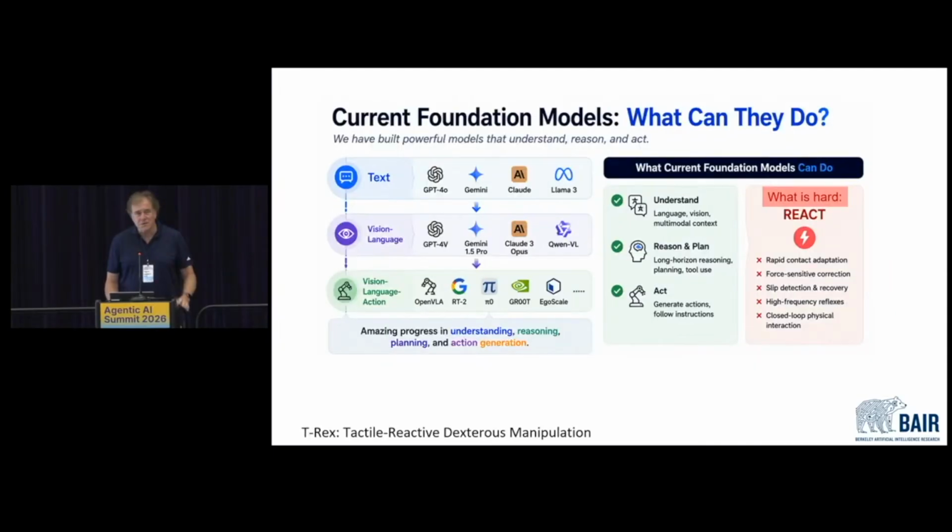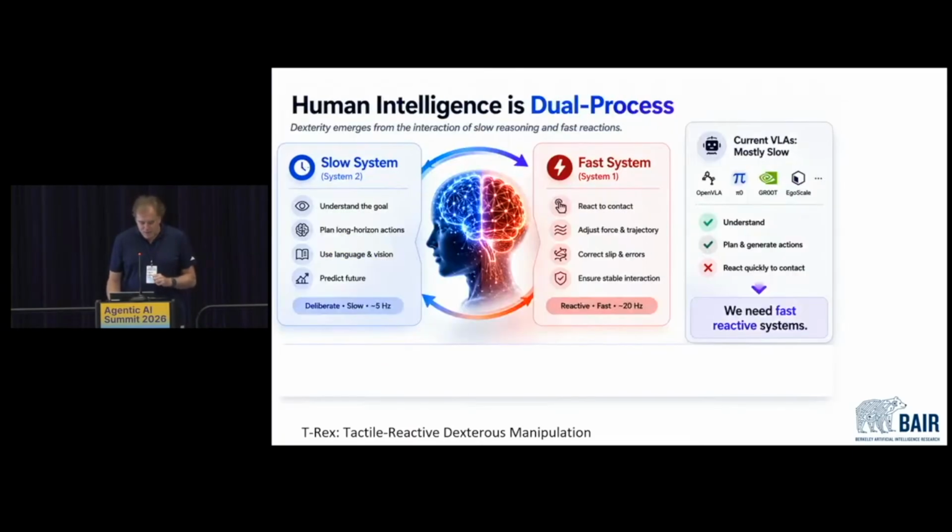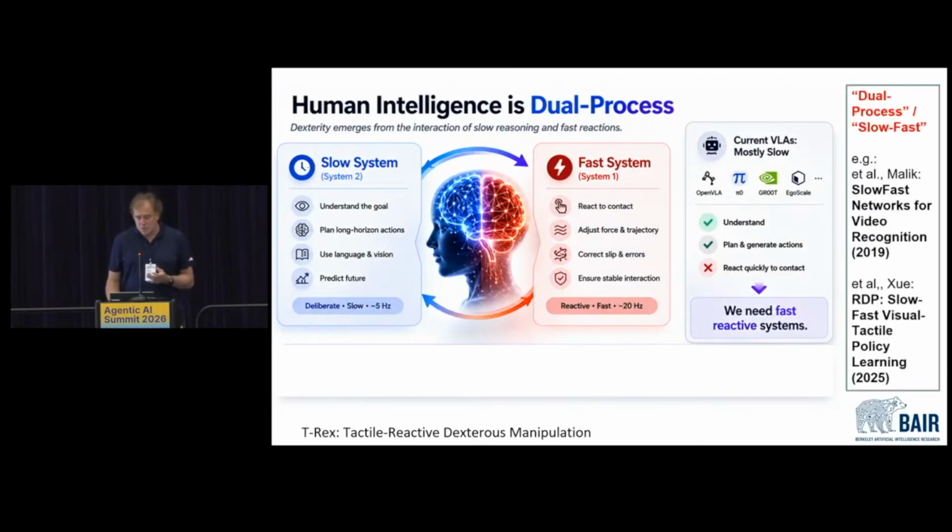Current foundation models are amazing, right? They can reason, they can plan, they can act, but they're still not so good at reacting. And tactile is still the underappreciated modality. Certainly a lot of real roboticists know this, but a lot of the AI roboticists think, oh, you can scale your way out of it without actually understanding dynamic forces in the real world. I'm not sure that's right. Human intelligence is dual process, and we really need agentic systems that are dual or triple process. We need this idea of a slow, fast architecture.